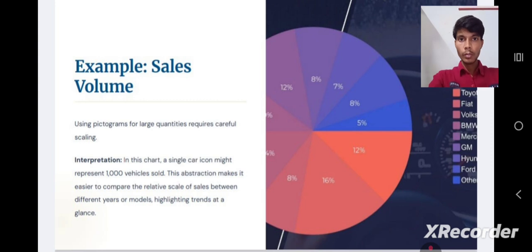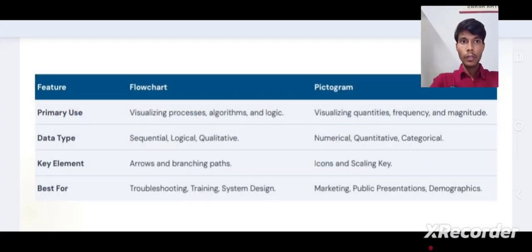Example: sales volume. Using pictograms for large quantities requires careful scaling. Interpretation: in this chart, a single car icon might represent 1,000 vehicles sold. These abstractions make it easier to compare the relative scale of sales between different years or models, highlighting trends at a glance.